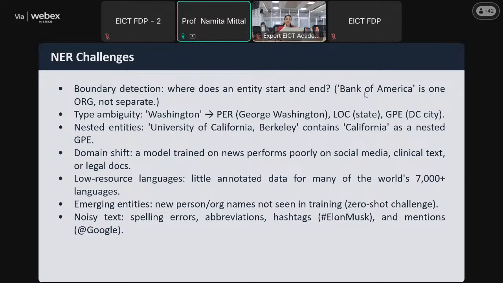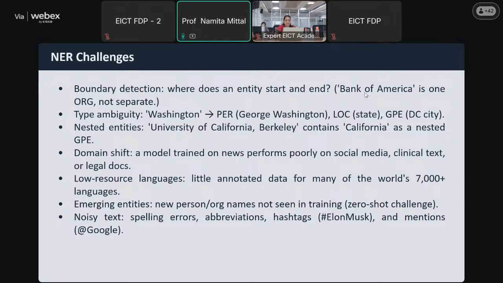Low resource languages like Hindi have little annotated data for many of the words, across 7,000 plus languages. Emerging entities: a new person or organization name not seen in training. Nowadays we have names of newborn kids, like Kia, Gia, Ria, Diara. These are not available, so how do we say these are the name of a person?